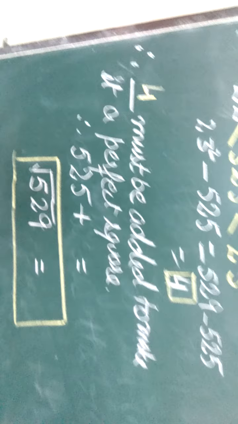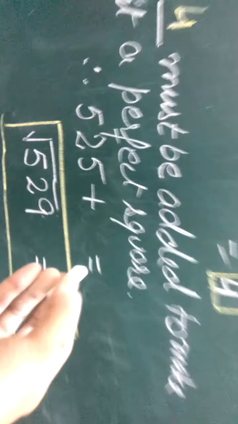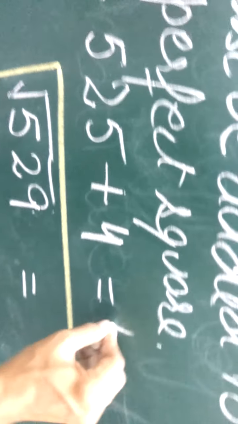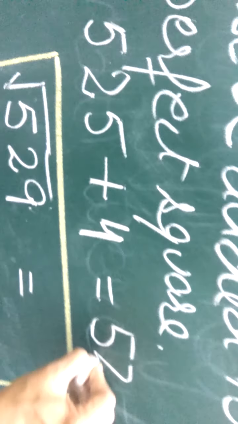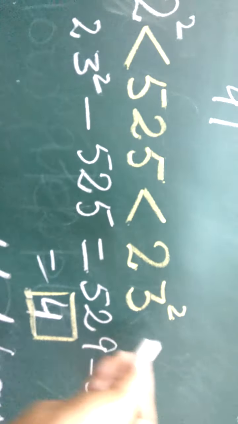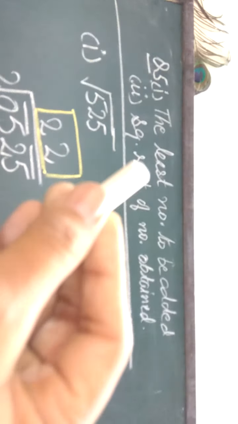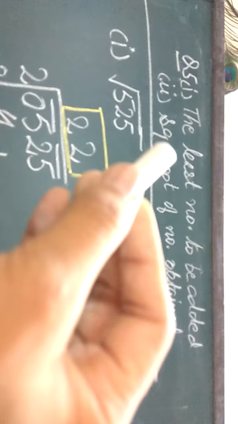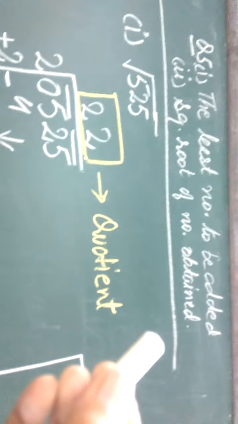So let us add 4 to 525. When we add it, we'll get 529. See, by adding 4 to this number, we have reached the square of this number. That is 529. So, now the second 2 parts are given to you in the question. The least number to be added, we have found out: 4. Now second part is find the square root of the number so obtained.